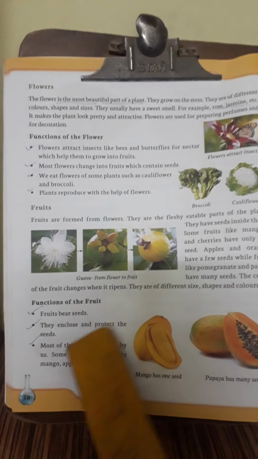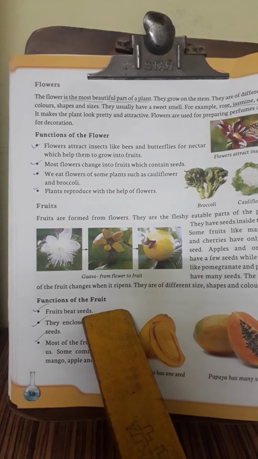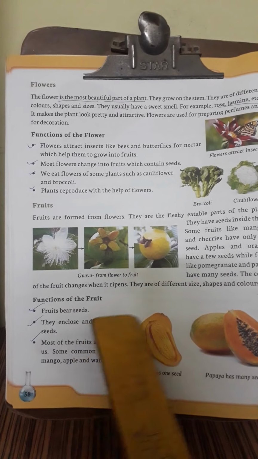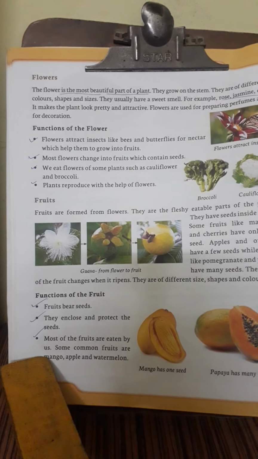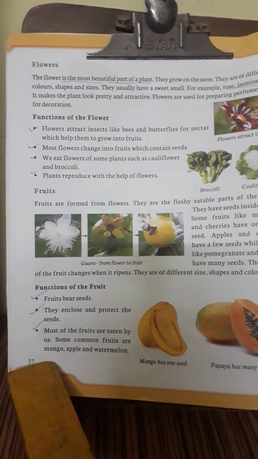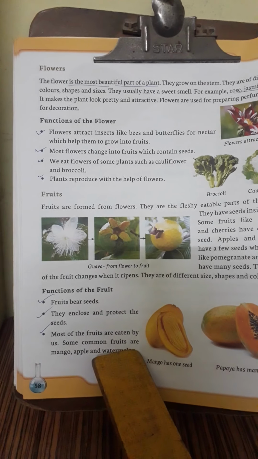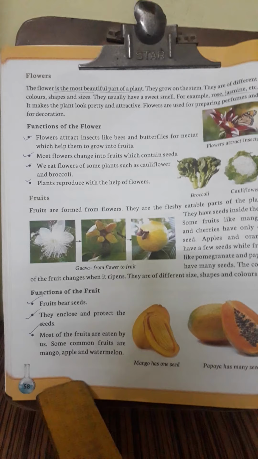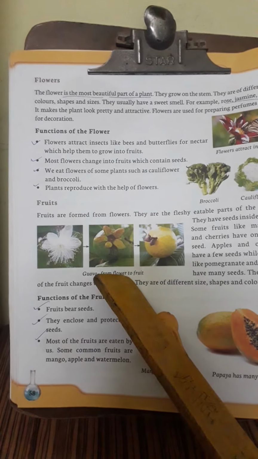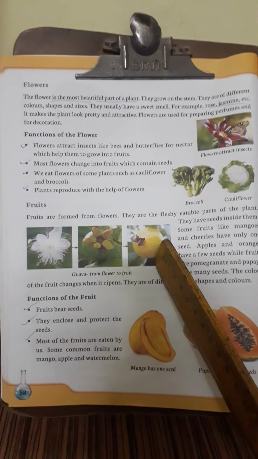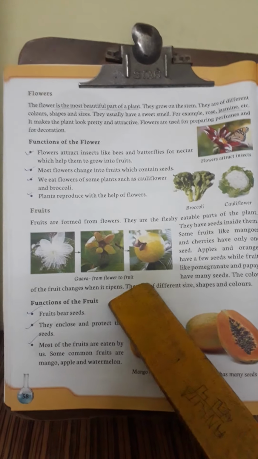Let us see the functions. Fruits bear seeds. They enclose and protect the seed. Most of the fruits are eaten by us. Some common fruits are mango, apple and watermelon. So there are some fruits which we eat. Some are edible fruits, and some non-edible fruits are also there.